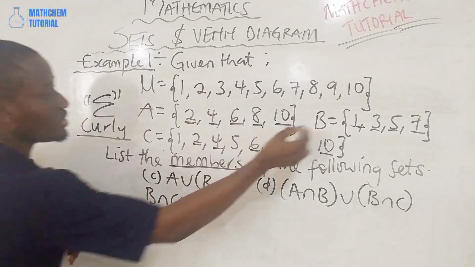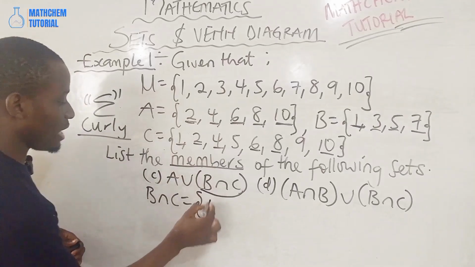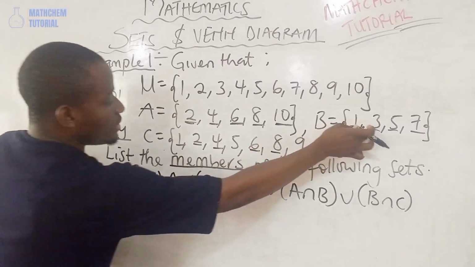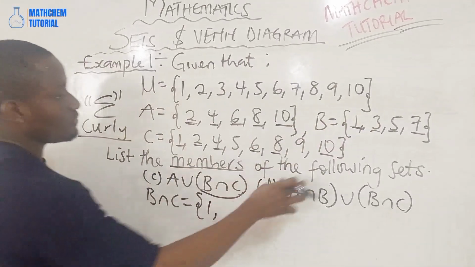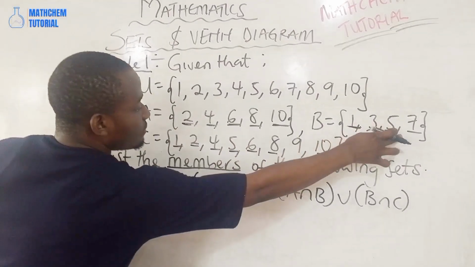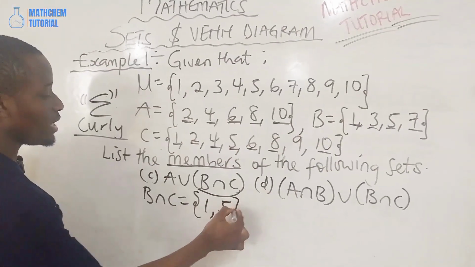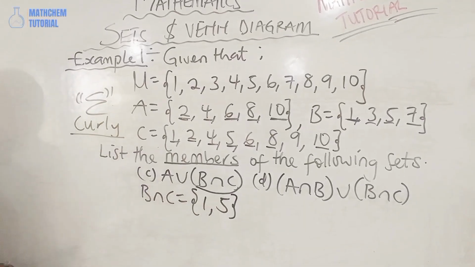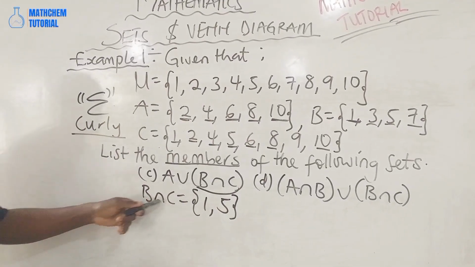Okay, 1. 1 is here, and 1 is also here. So we have 1 here. Let's check. 3 is here, but no 3 here. That's out of it. 5 is here, 5 is also here. Then we write 5. Then 7 is here, no 7 here. So we only have 1 and 5 as the elements of B intersection C.